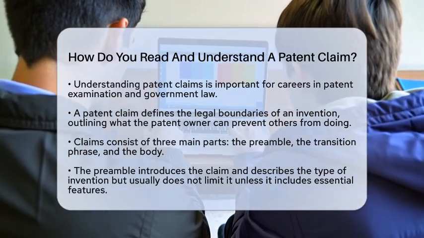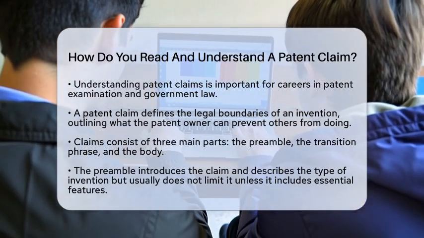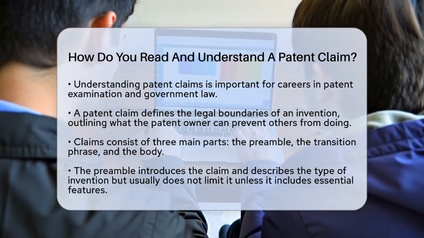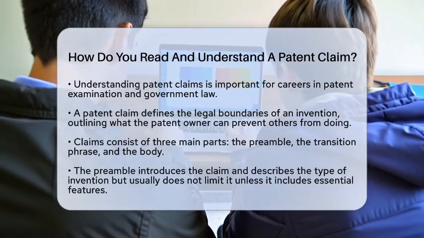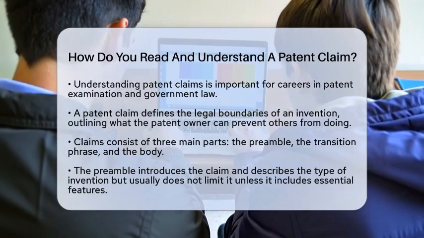First, a patent claim defines the legal boundaries of an invention. It tells others what the patent owner can prevent others from making, using, or selling. The claim is structured in three main parts: the preamble, the transition phrase, and the body.